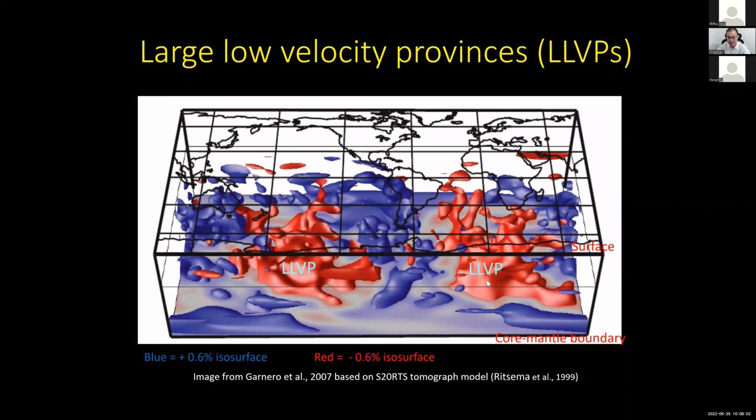As you can see, there are two LSVPs, one beneath the Pacific and the other beneath Africa. They are very big structures, extending from the core mantle boundary to quite some distance, thousands of kilometers away from the core mantle boundary.